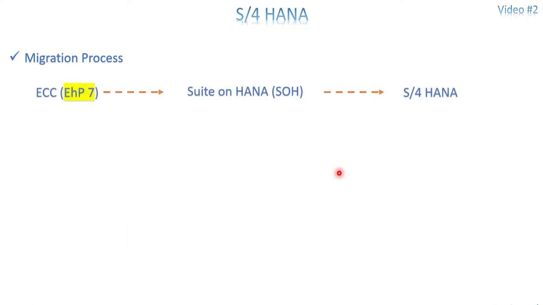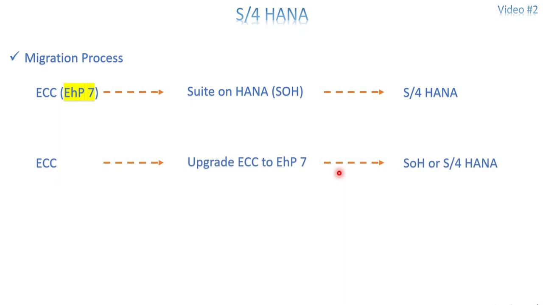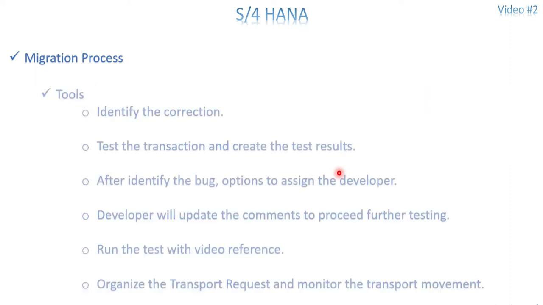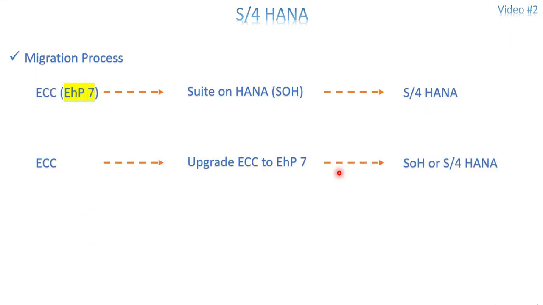Another thing is that there is a prerequisite for your ECC. It's not like, okay, my ECC is ready, I'll go to Suite on HANA. Not only ours, everywhere there are some prerequisites to move your product to the next release. Our prerequisite is that your ECC should be enhancement package 7 minimum. Only then are you able to migrate to S4 HANA or Suite on HANA, whatever is required. So the first step, if the customer doesn't have EHP7 for ECC, is to upgrade their ECC first, then go with Suite on HANA or S4 HANA. So that is about the migration process.